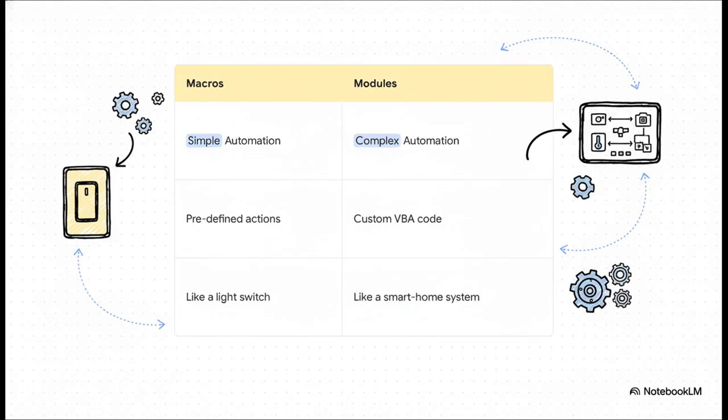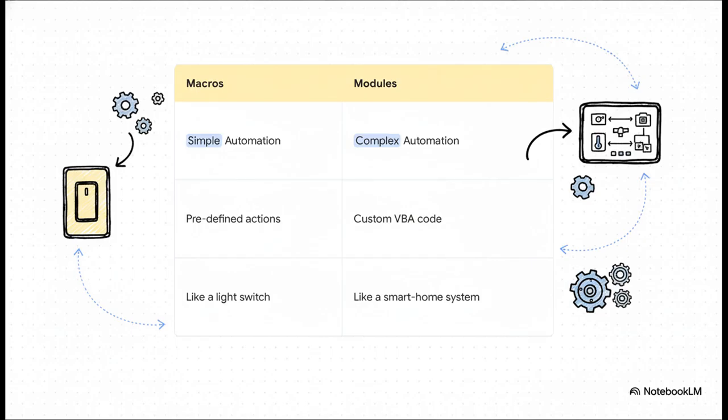Think of macros as the simple light switches in our house. They are for simple automation. You click a button, something happens, boom, done. They're perfect for those common repetitive things, like making a button that just opens up your new customer form, quick and easy.